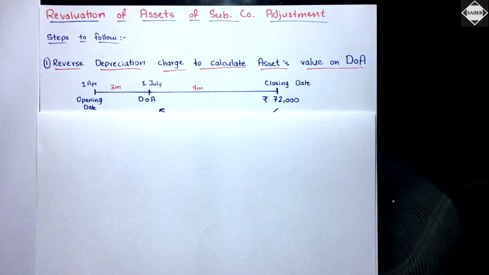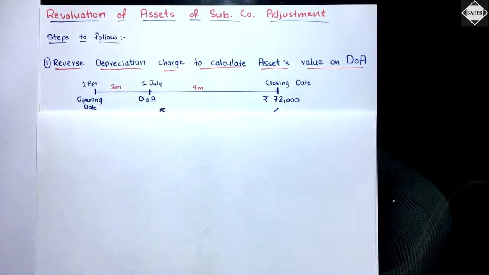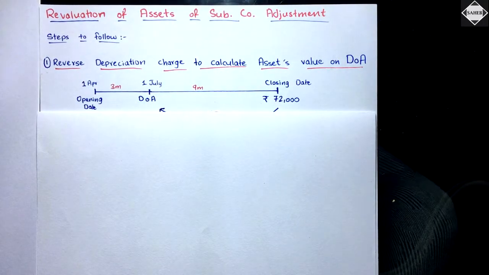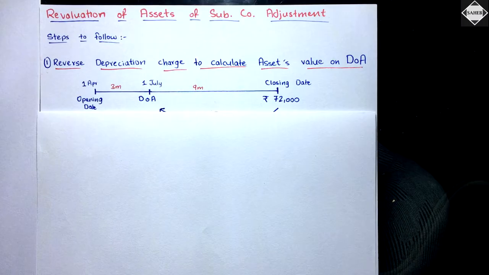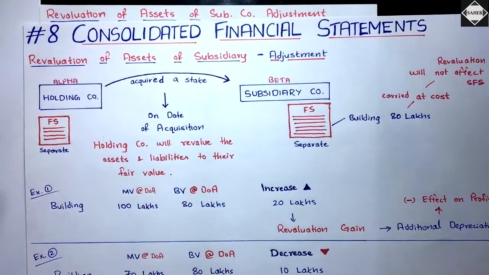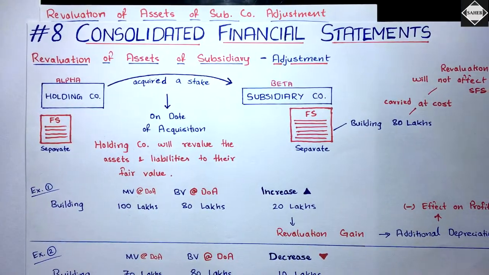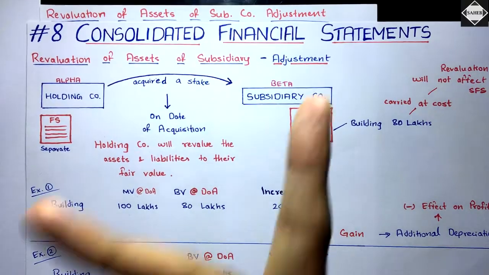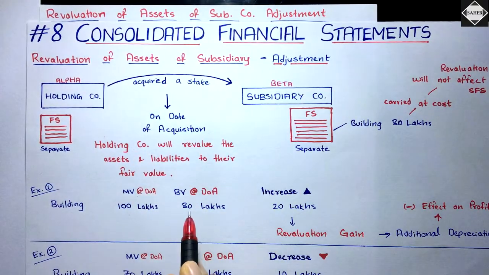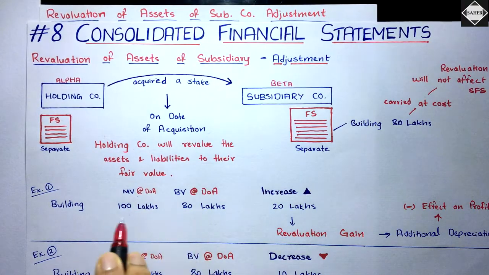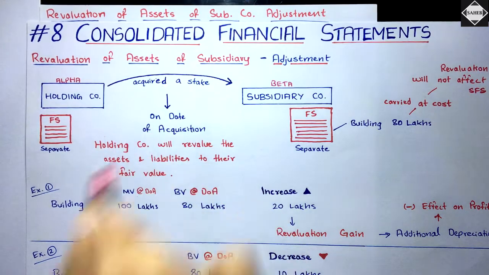Now let's understand what differently we have to do in the problem when we have this revaluation adjustment. It's very simple. We are revaluing the assets and liabilities and giving that effect in the consolidated financial statement. This revaluation happens on the date of acquisition. To do the revaluation, we need two values, market value and book value. Compare them and see whether we have a revaluation gain or loss. So those values, market values and book values, should be of the date of acquisition.